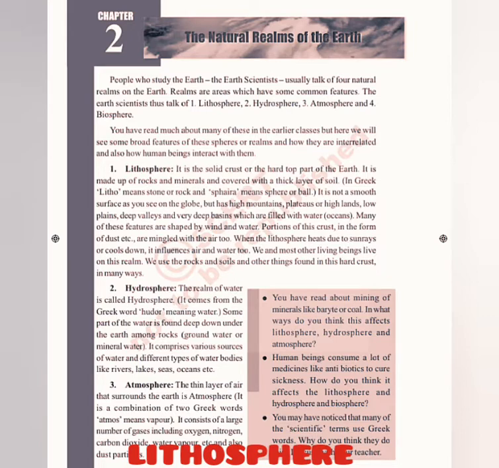For example, oceans. Many of these landform features are shaped by wind and water, portions of this crust, dust and air. These have all shaped the landforms on this earth. When the lithosphere heats up or cools down, it influences air and water. Human beings and most other living beings live on this realm. In this chapter, we will study lithosphere in greater detail. In coming chapters, we will study hydrosphere, atmosphere, and biosphere elaborately.